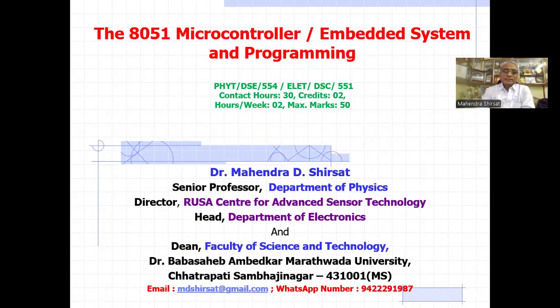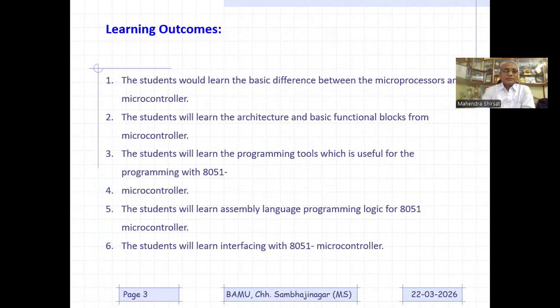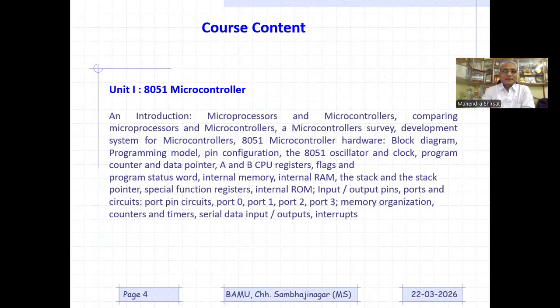In fact, this is a 2 credit course, and I have decided to prepare this content for my students. These are the list of learning outcomes which we have included in the curriculum, but we don't need to explain those learning objectives. And this is how the course content is going to be.